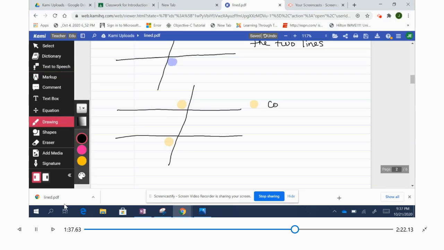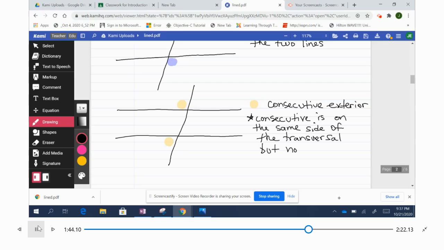Oh, now we're up to consecutive, going a little too fast. So this is going to be consecutive exterior. Okay. Consecutive is going to be same side of the transversal. And exterior is anything that's not in between the two lines. So there's 4 exterior angles. If I choose this one and that one, it's consecutive and exterior. So there it is, same side of the transversal.